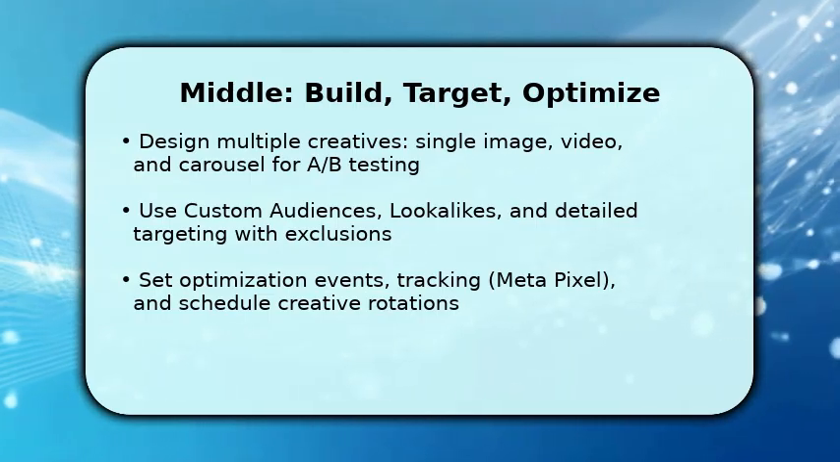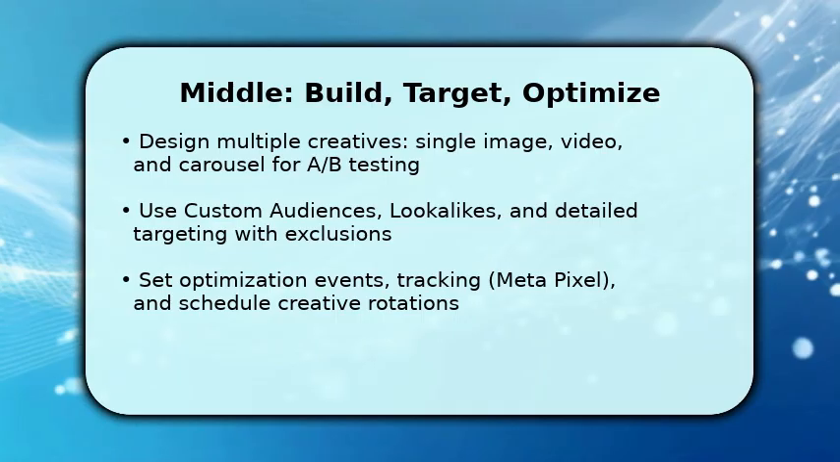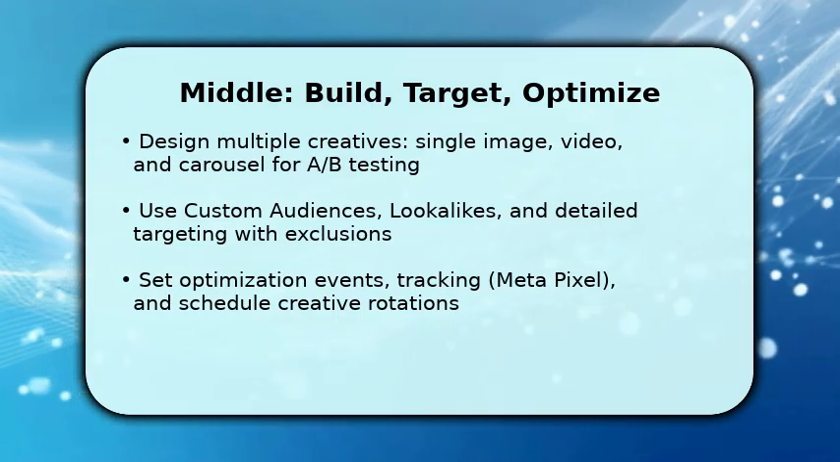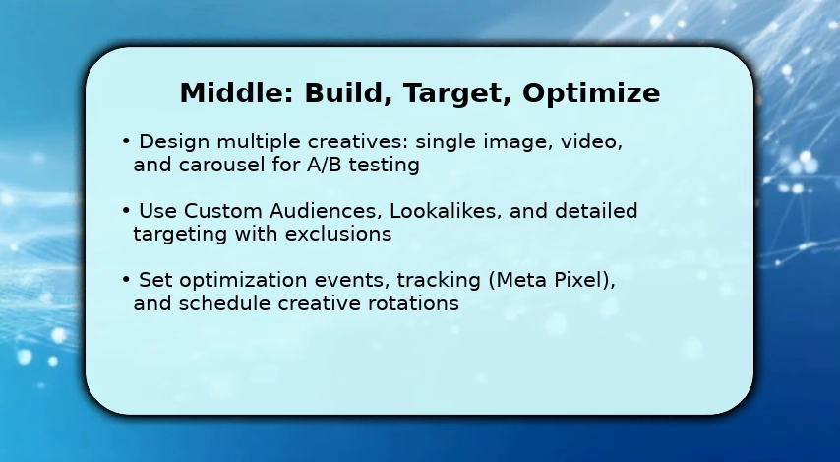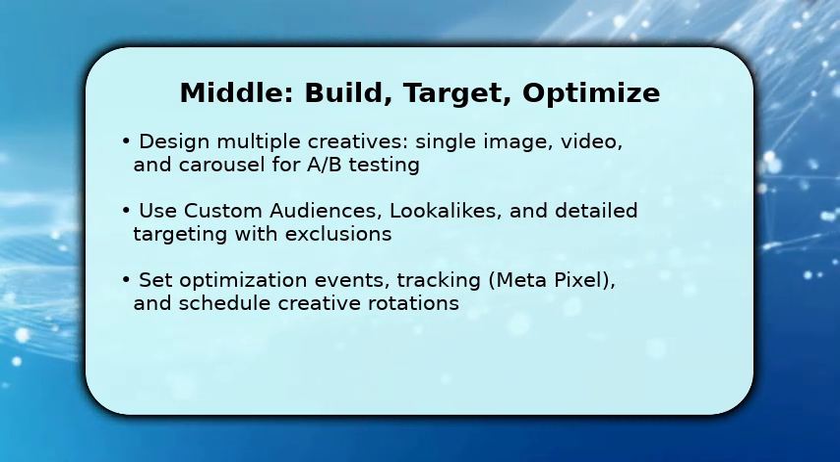Rotate creatives and adjust bids based on cost per lead. If a segment underperforms, shift budget to the winner and refine form questions to increase completion. Finish by automating lead delivery so you contact prospects immediately.